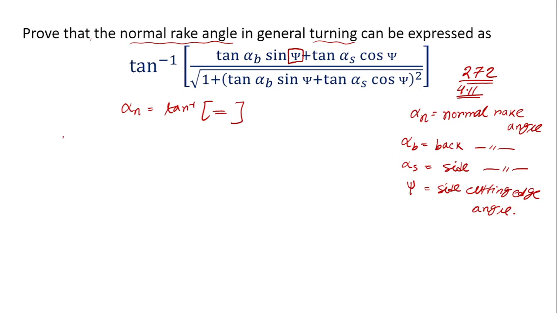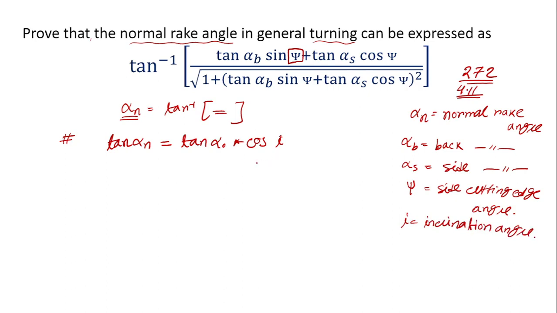So first thing is that we have an equation which relates the normal rake angle to the other angles of the tool geometry, and the equation is tan of the normal rake angle is tan of the orthogonal rake angle into cos of the inclination angle. Here i is the inclination angle. So this is the equation we know. This is the one and only equation which is known for us.